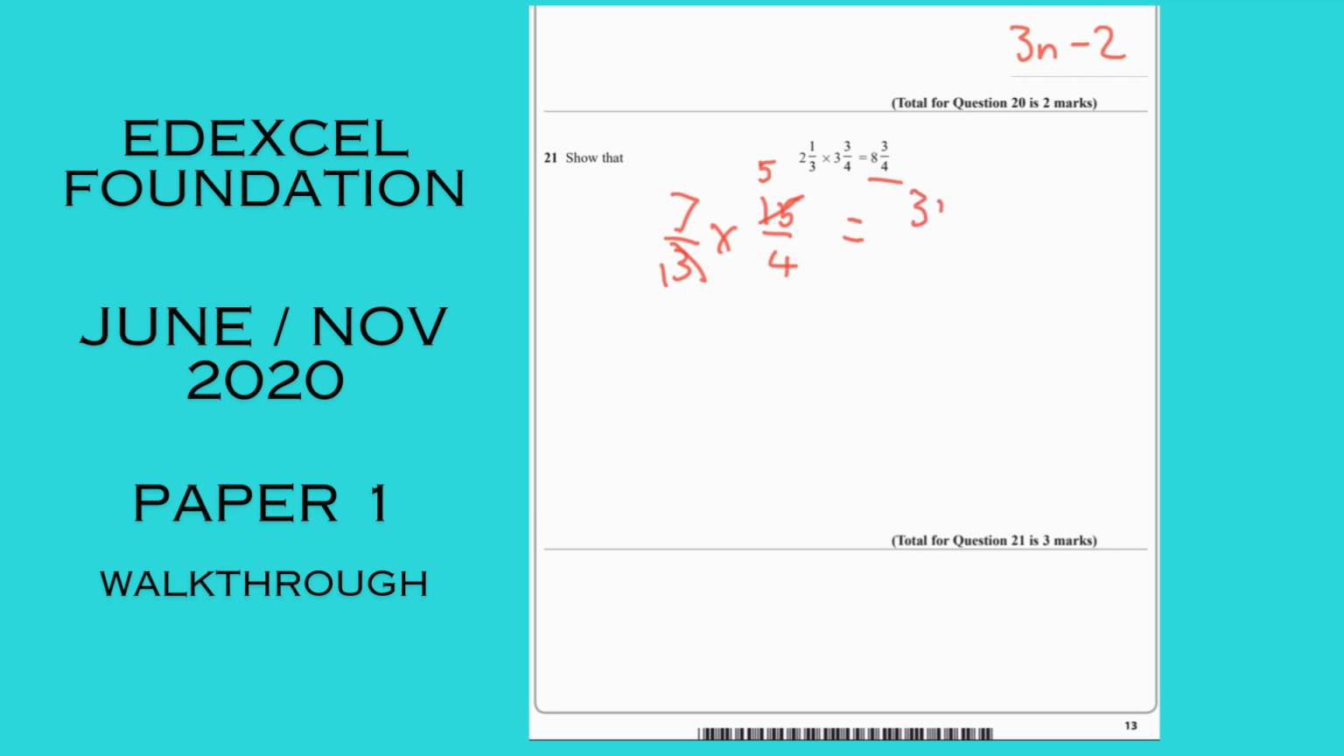So top times top is giving me 35. Bottom times bottom is giving me 4. How many times does 4 go into 35? It's 8, remainder 3. That's how you'd write it in primary school. When we're in primary school, the remainder goes on top. And that's exactly what we wanted.